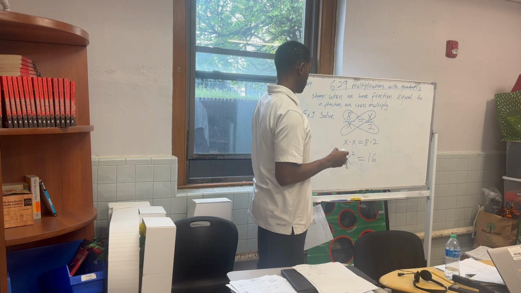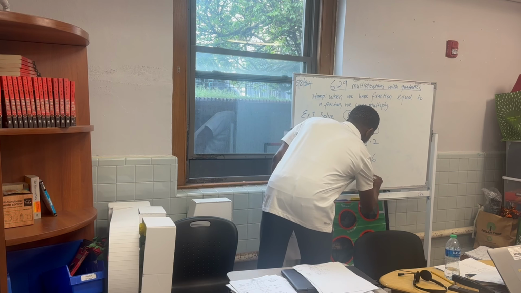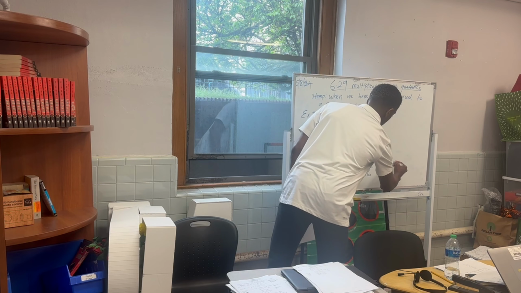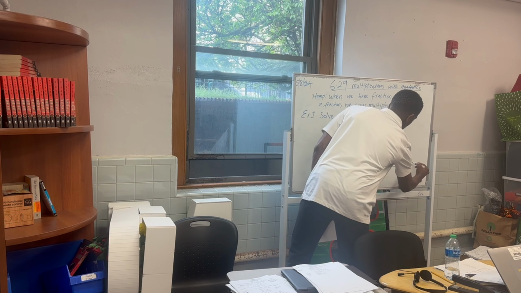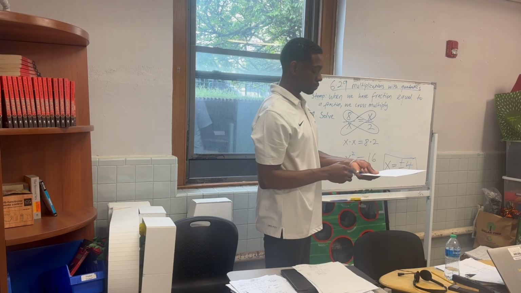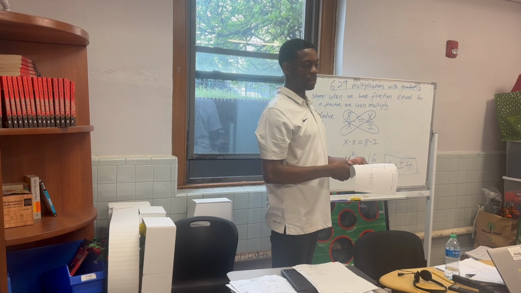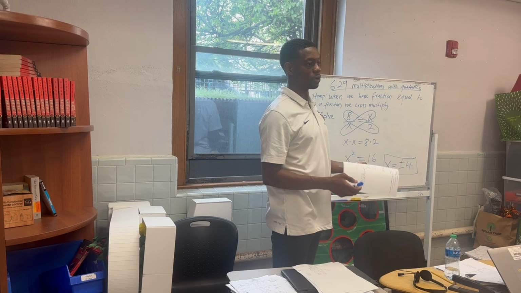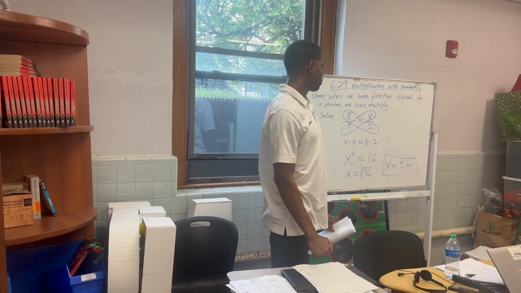I need to solve for x. I get rid of that 2 by square root of 16, right? My x is equal to positive or negative 4. The reason being, positive 4 times positive 4 will give me 16. Negative 4 times negative 4 will give me 16 as well. Alright? So that's the first example.